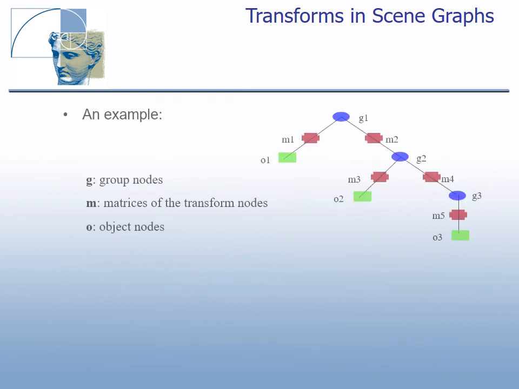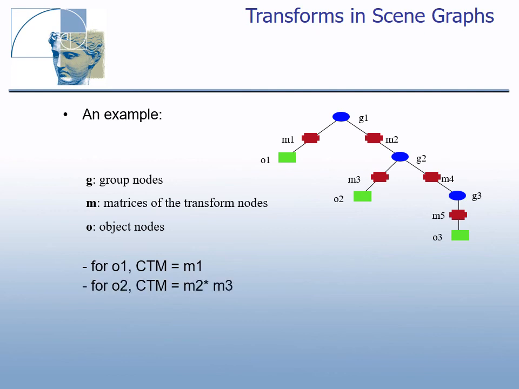This example explains how to collect transformations, in red, for each object, in green, in the leaves. For example, for O2, we need to combine transformations M2 and M3 and then apply it to the object. The list of transformations for other objects you can see in the slide.